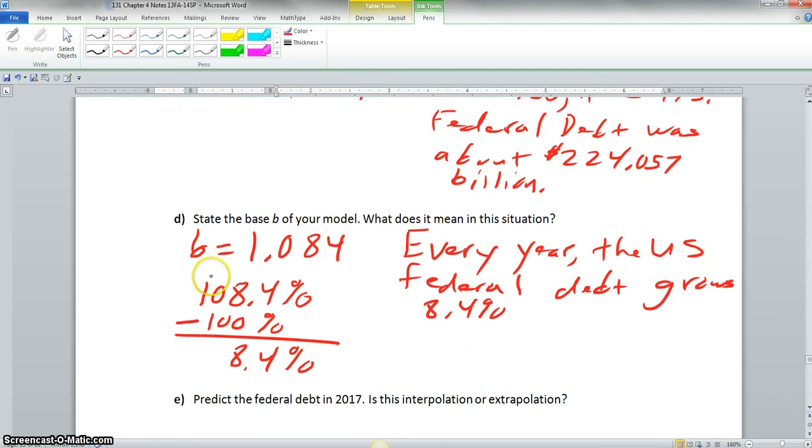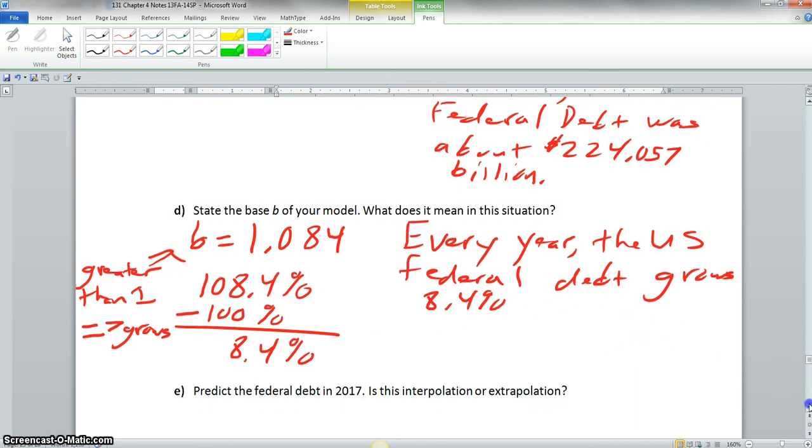Now, also, you have to remember whenever your B is greater than 1, that means that it grows. That's why we have a positive percent here. And the problem that we did when we subtracted and we had a negative percent, that was because that B was less than 1. And that's why it was going down in value.